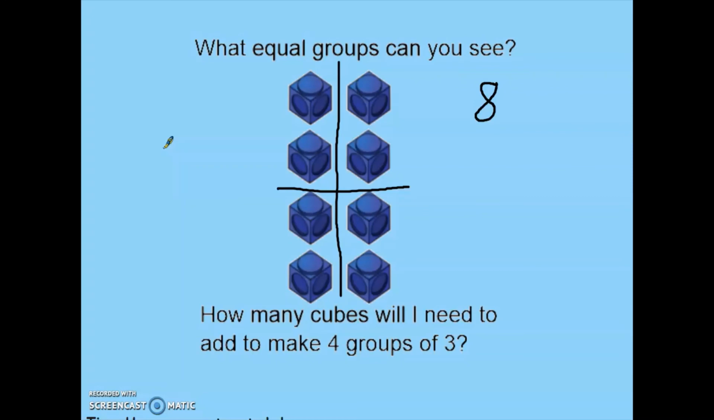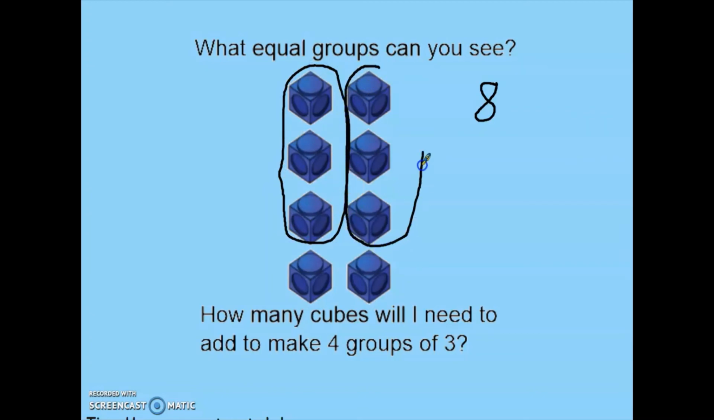But our main problem is how many cubes will I need to add to make 4 groups of 3. So we're making 4 groups of 3. To start with, I'm going to start by grouping my objects. So I'm going to draw a circle around some groups of 3. So these 3, that's 1 group of 3. This one is another group of 3. Now I haven't got enough to make another group of 3, so I need to add another cube. So that's 3 groups of 3.